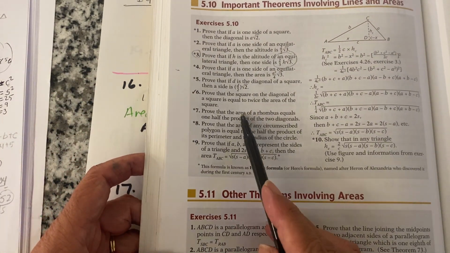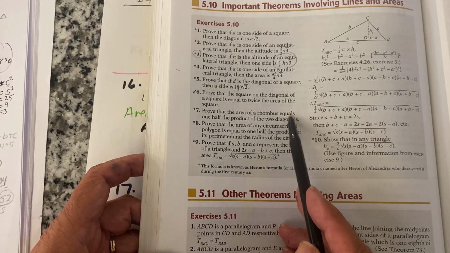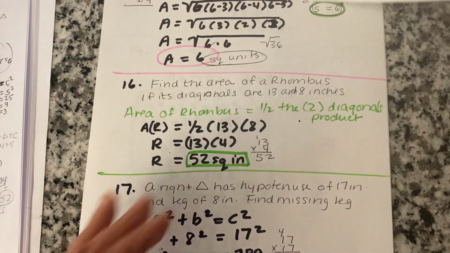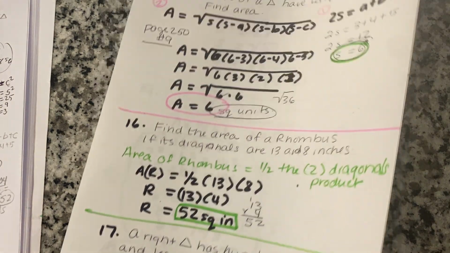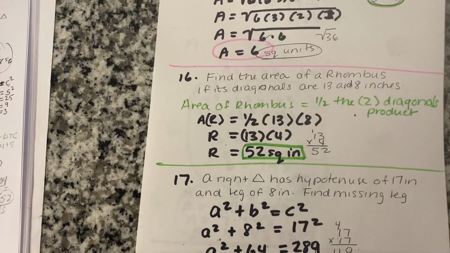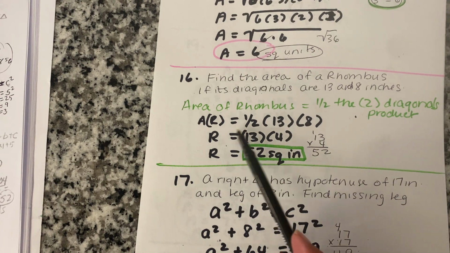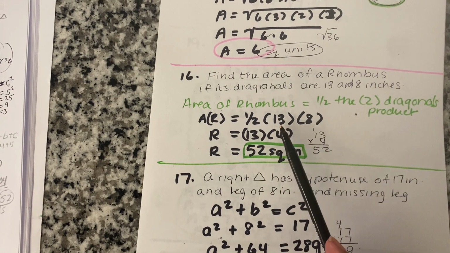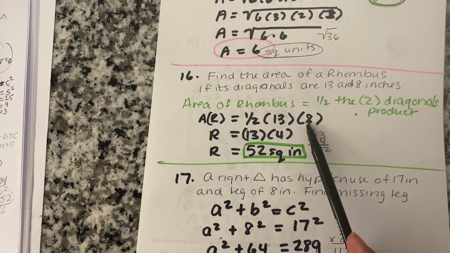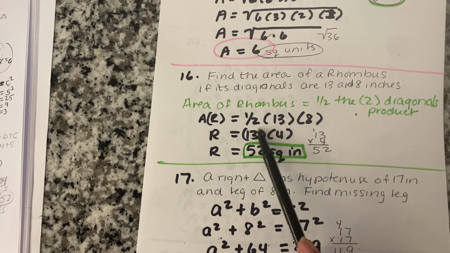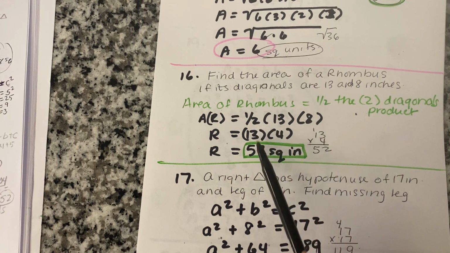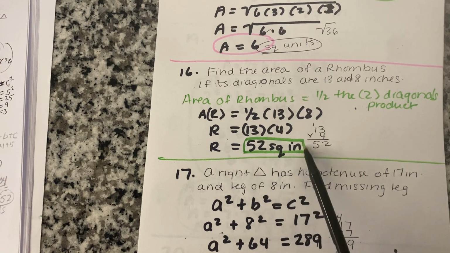It says the area of a rhombus equals 1/2 the product of the two diagonals. So that's the area of the rhombus. We have two diagonals, so the area is 1/2 the product of the diagonals. So 13 times 8. I put 13 times 4 because I got rid of the 2, so with the 8, basically if you say 13 times 8 divided by 2, you're going to get 52 square inches.